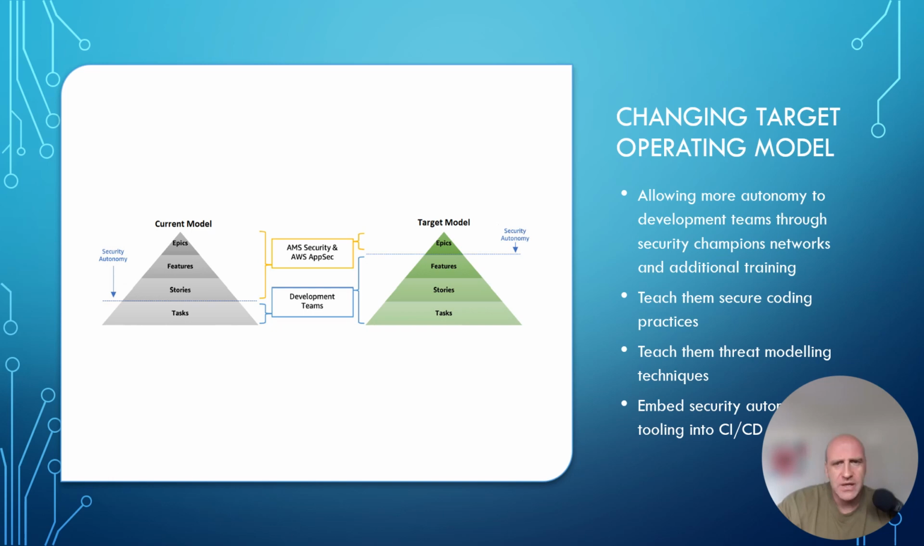We teach them secure coding practices, as well as threat modeling techniques, and we embed security automation tooling in our continuous integration and continuous delivery pipelines. This way we allow developers more autonomy and increase velocity and speed in code delivery, because developers no longer have to wait for specific security approvals. They can make their own decisions as long as they meet the security bar requirements. And we will explore what the security bar is in the next slide.